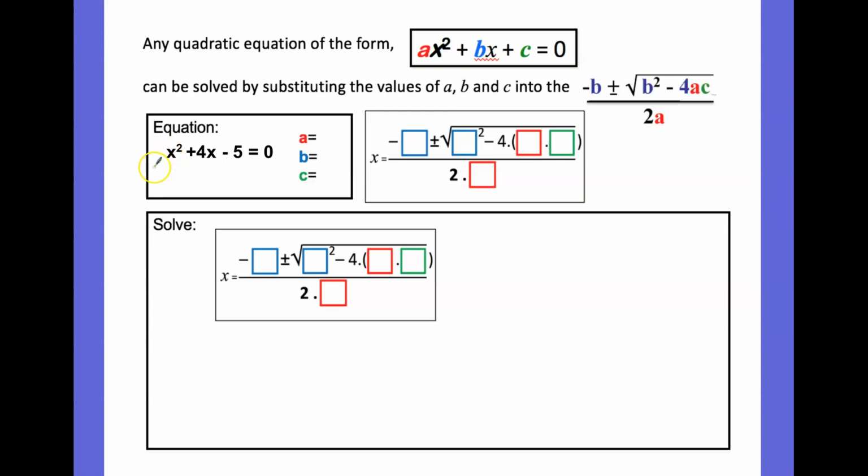So on this one, a is actually 1, because it is always 1 because we have 1x squared. We don't have 2x squared, we don't have 3x squared, we have 1x squared. So that will be 1. B is 4, positive 4, and C is negative 5.